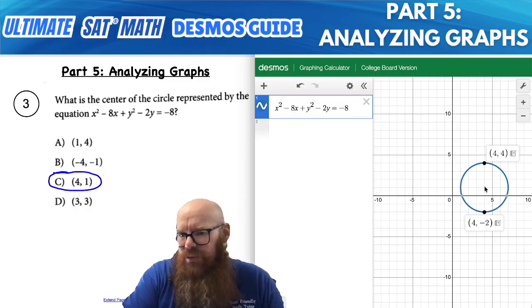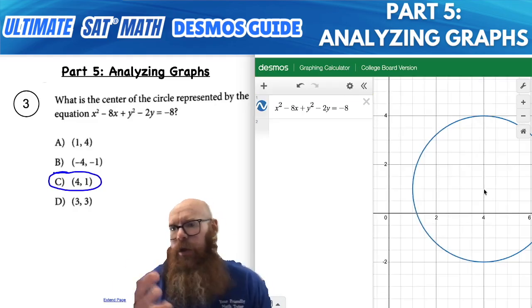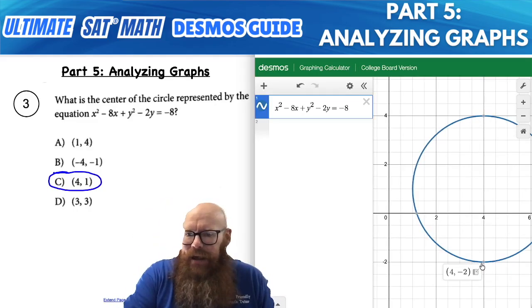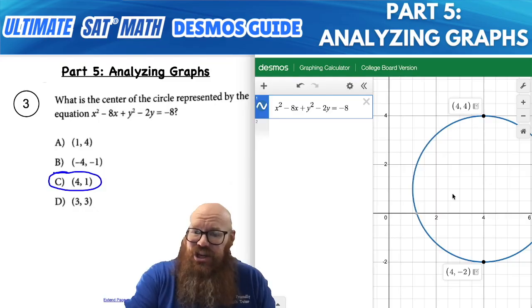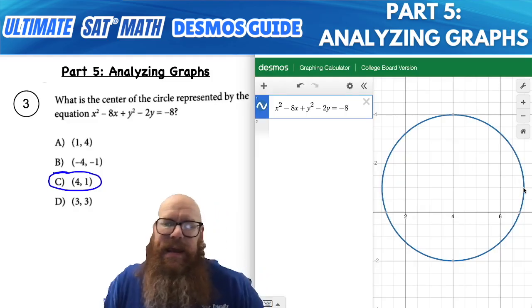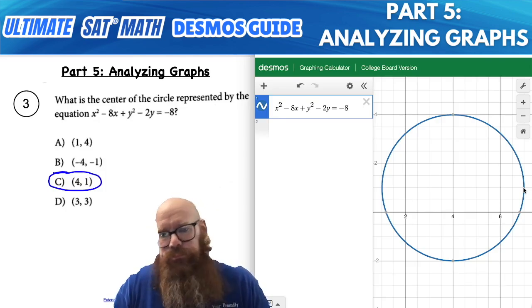In this one, you might be able to just see it. I'm trying to stay away from that because if it were decimals, you wouldn't be able to do that. So again, highlight the lowest and highest points. The x coordinate that they share is the x coordinate of the center of the circle, and then highlight the leftmost point and the rightmost point. The y coordinate that they share is the y coordinate of the center.